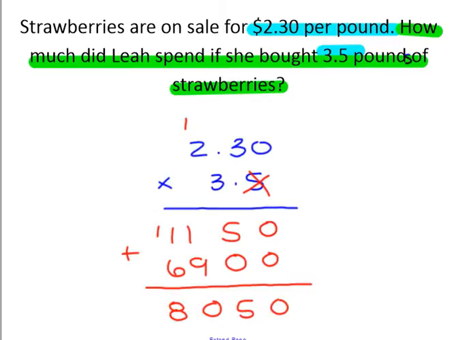How many numbers do we have after the decimal in the original problem? Well, there's 1, 2, and 3. So I start from here, and I'm going to go 1, 2, and 3. Now, how much does it cost?